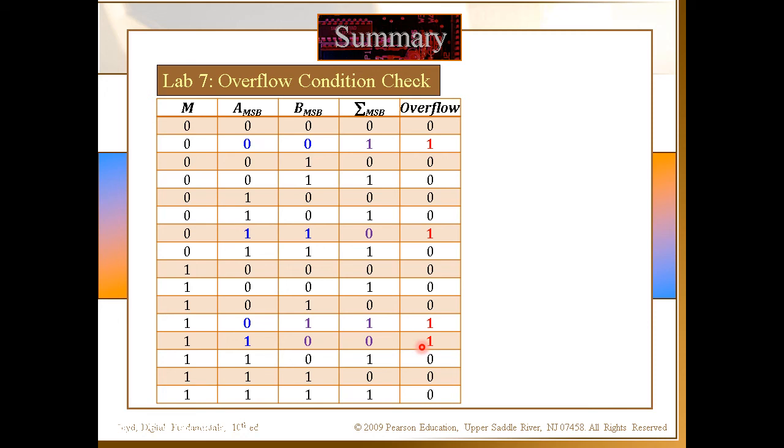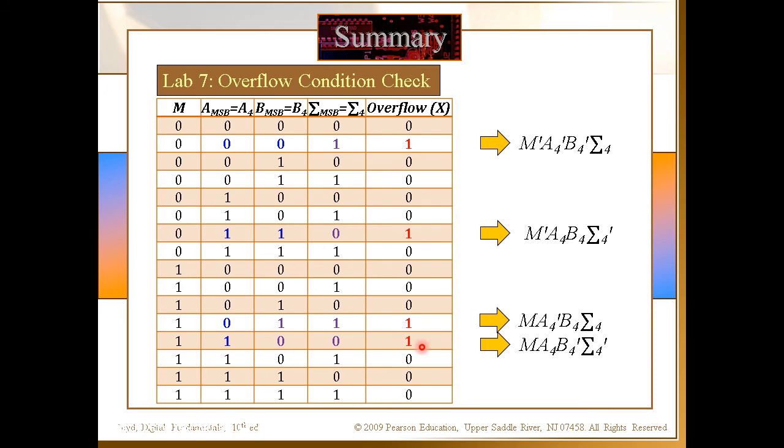How do I write an expression? Let's recall, I think we already know how to write an expression, right? We only write the expression for the row where you have 1, right? How do I write it? What I did is, instead of writing A MSB, I'm writing A4 to make it a little bit simple. Instead of B MSB, I'm writing B4. Instead of summation MSB, I'm writing summation 4, just to make it a little bit simple.